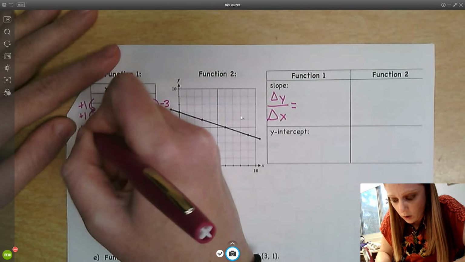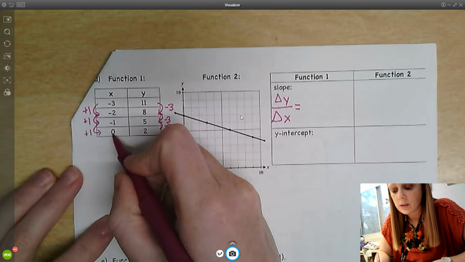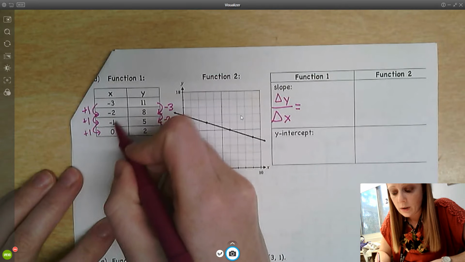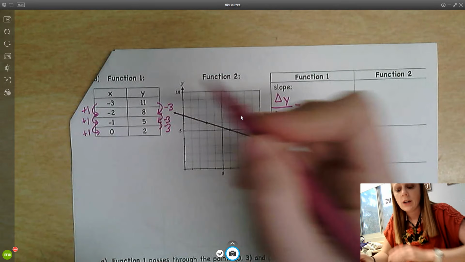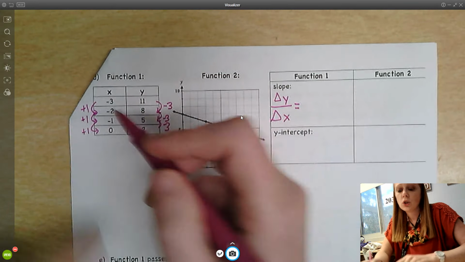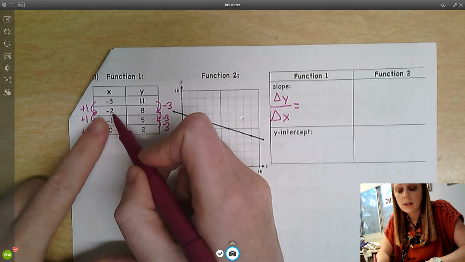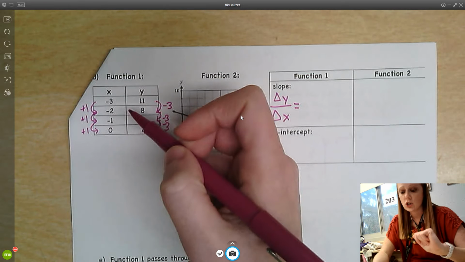Adding 1, adding 1, adding 1. If you're not sure, go backwards. 0 minus a negative 1, or negative 1 minus a negative 2, and you'll get positive 1. Also, you could check it. Negative 3 plus 1 is negative 2. You can put that in your calculator to check it.